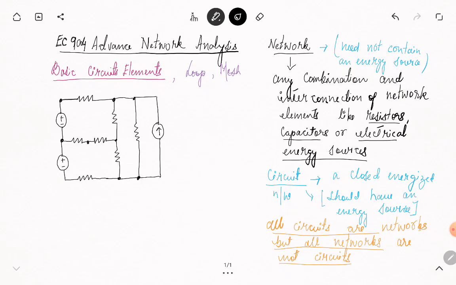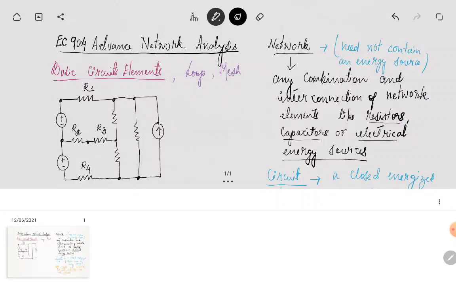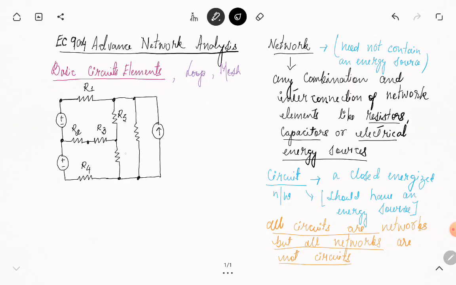Let us name the components here: R1, R2, R3, R4, R5, R6, R7, and we have voltages V1, V2, then the current source denoted by capital I. And yes, some connecting points termed as A, B, C, D, E, F, G.